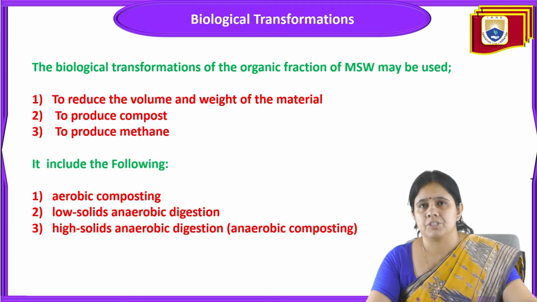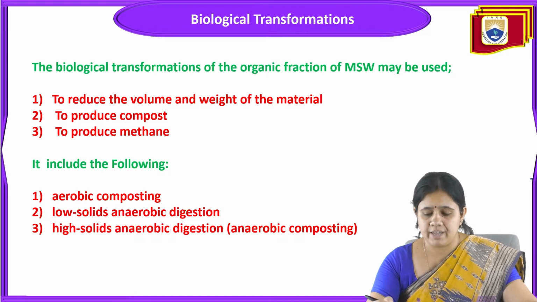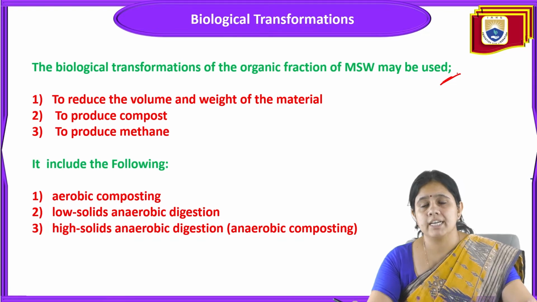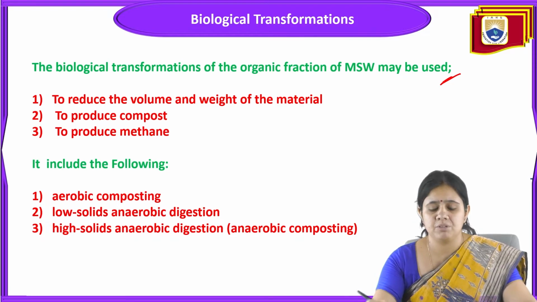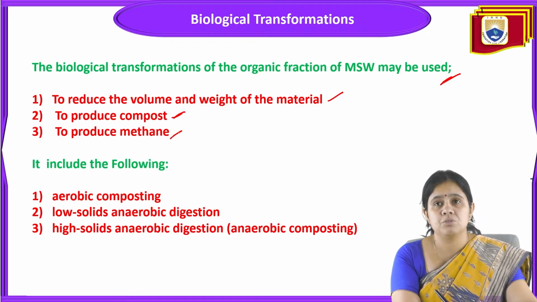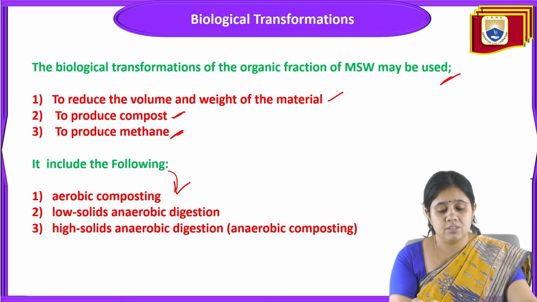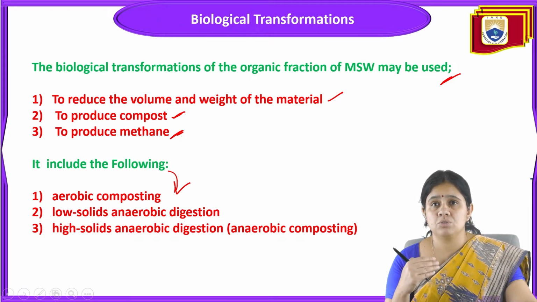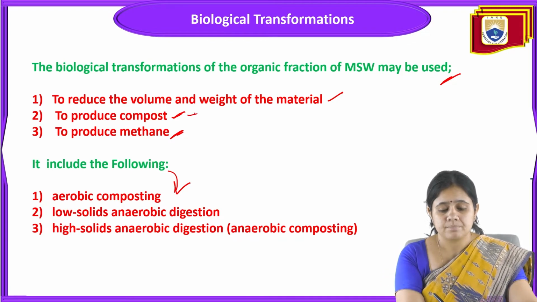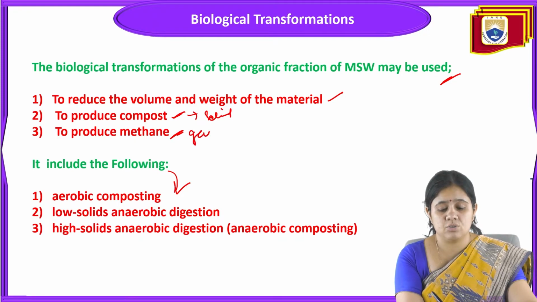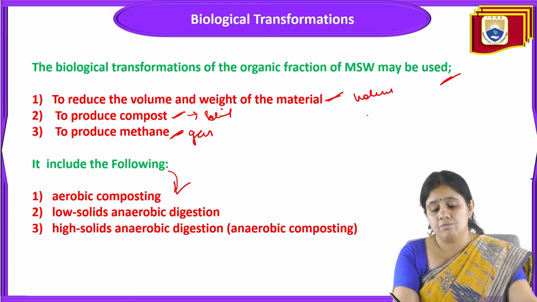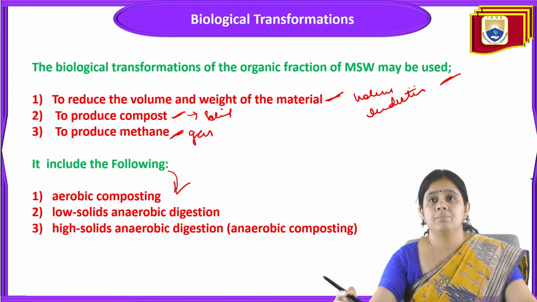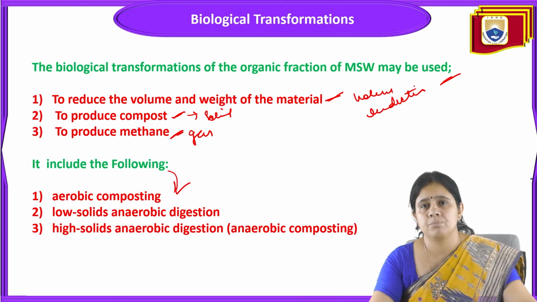Next is the biological transformation. Biological transformation of the organic fraction of MSW is done to reduce the volume and weight of the material, to produce compost, or to produce methane. We do this either to reduce the volume and weight, to produce compost, or to produce methane gas; that is, a conversion to solid, a conversion to gas, or volume reduction.